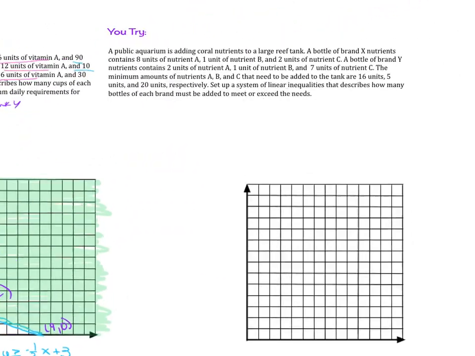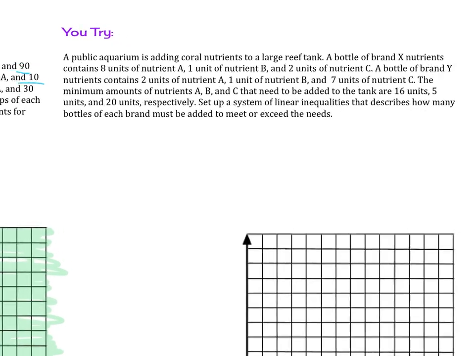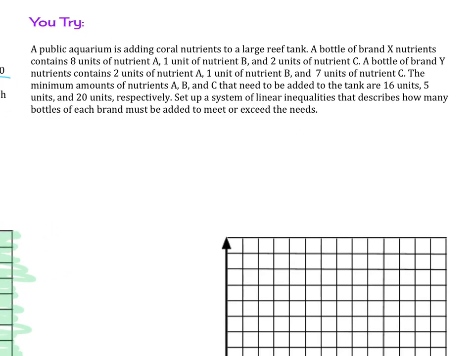So for this example, see if you can write the system of equations with the public aquarium. And then if you can try to graph it out, but go ahead and at least try to write the system of equations.